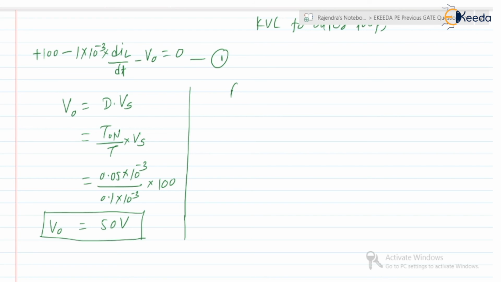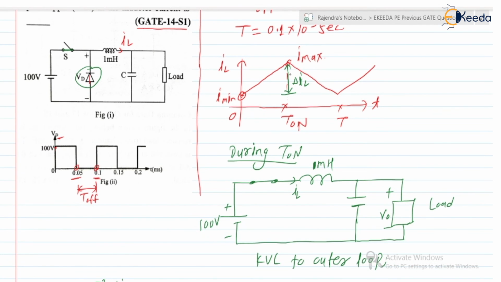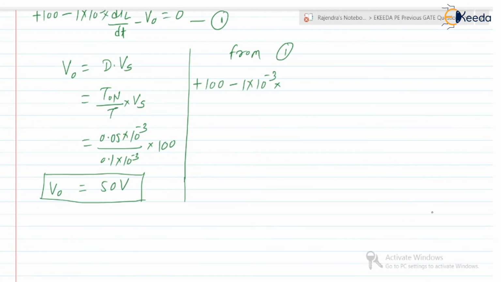Now from equation 1 we can write plus 100 minus 1 into 10 to the power minus 3 into dIL by dt. During on time, dIL is nothing but delta IL, and dt is T on. So it is delta IL divided by T on, minus V0, which is 50, is equal to 0. Therefore 100 minus 50, that is 50, is equal to 1 into 10 to the power minus 3 into delta IL divided by D into T. T on is nothing but D T.